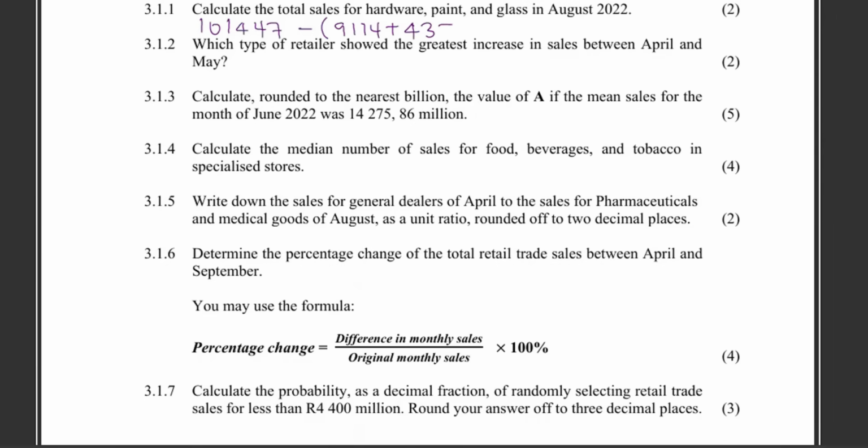43,000. Sorry, this is 4. Remember, these are in million, but you don't need to make it million until you have the final answer. You only make the final answer million. No one will penalize you for not writing them as million for now. But you might be penalized for the final answer.